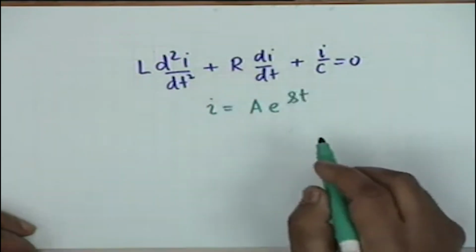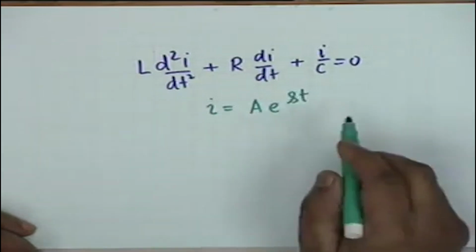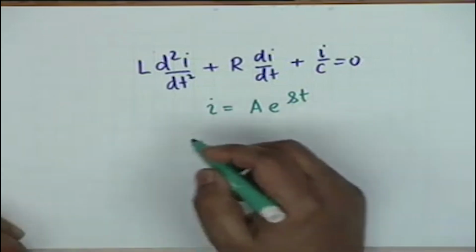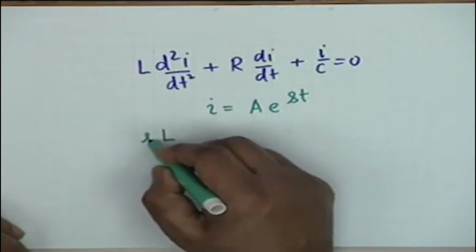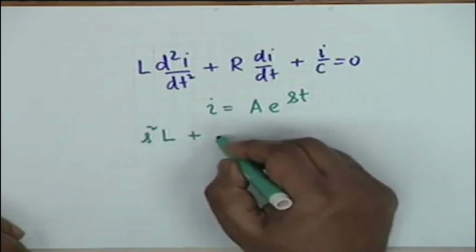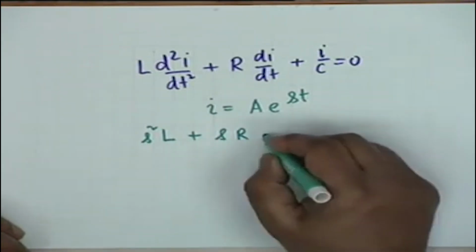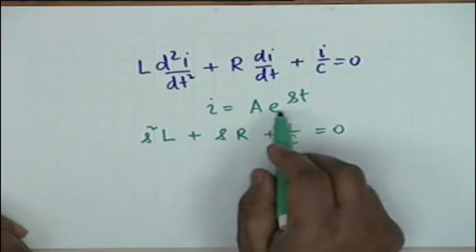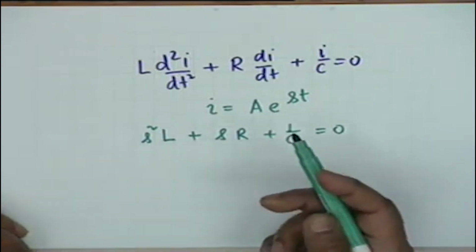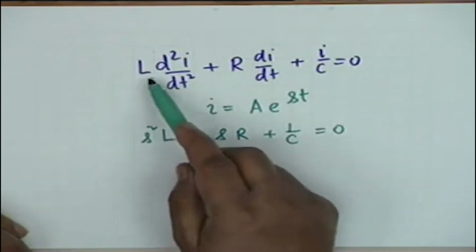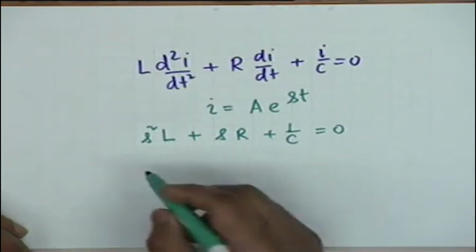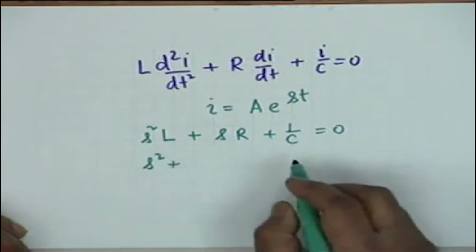Now if I substitute this here and clear A e to the st, which cannot be 0, then what we will get is s squared L plus sR plus 1 over C equal to 0. Do you see this? I have omitted a couple of algebraic steps. I simply substitute this, take two differentiations, and I shall get s times R here and s squared times L. A e to the st I cancel because it cannot be equal to 0.